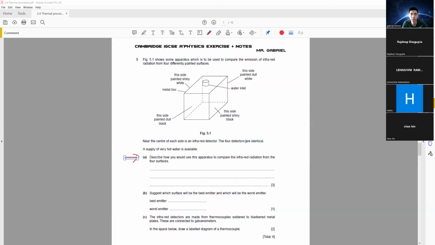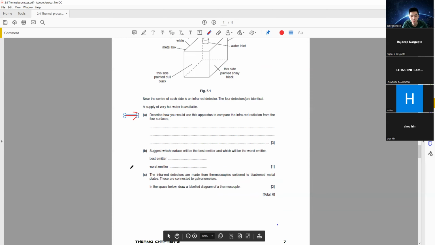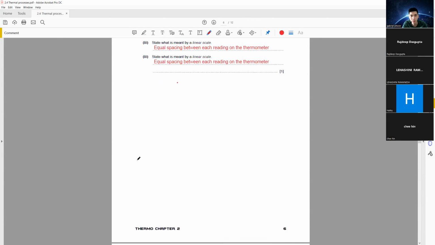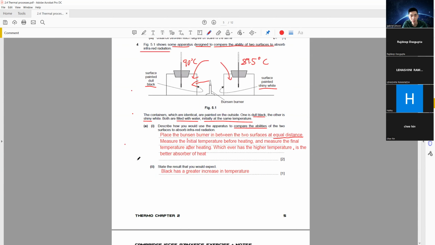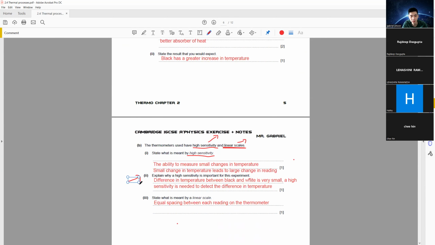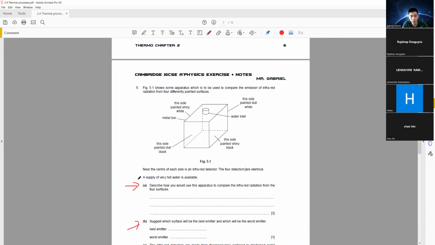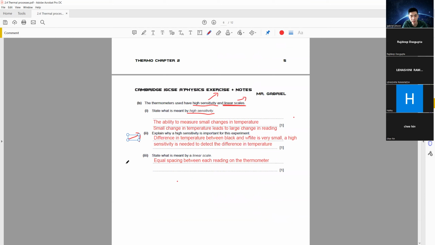Teacher, I don't understand question P3. Question B, this one. No, question 4. Question 4. Which one? This one? 4B3. State what is meant by a linear scale. Is it this one? Yeah.